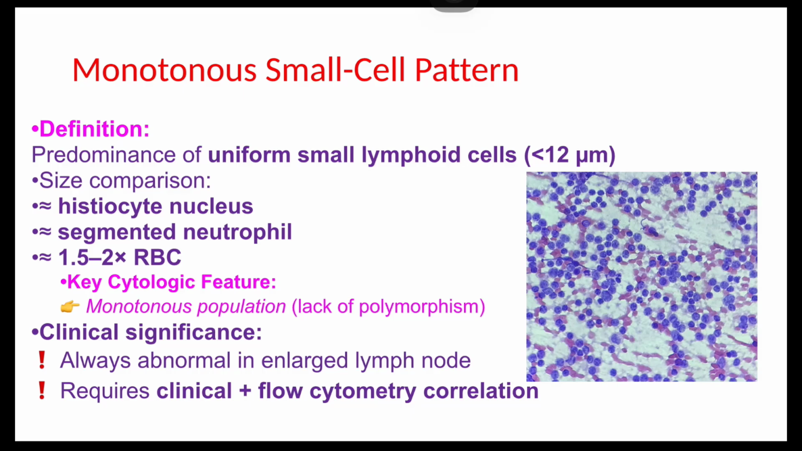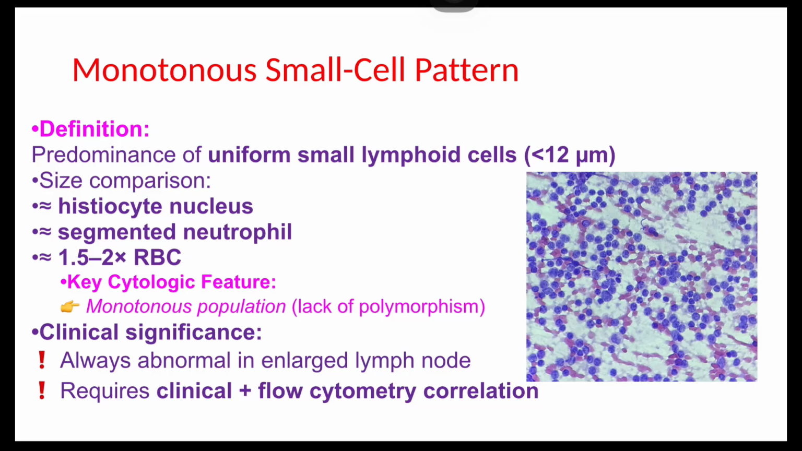So, what is the monotonous small cell pattern? When will you call it a monotonous small cell pattern? By definition, it is a predominance of uniform small lymphoid cells less than 12 micrometers. You have to compare them with either a histiocyte nucleus, a segmented neutrophil, or they are 1.5 to 2 times RBC size. The key cytological feature is a monotonous population, meaning there is a lack of polymorphism.